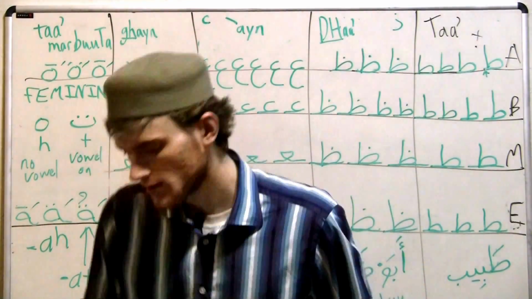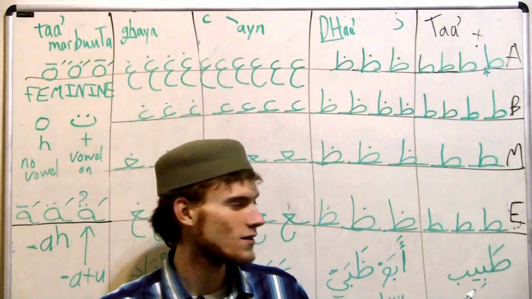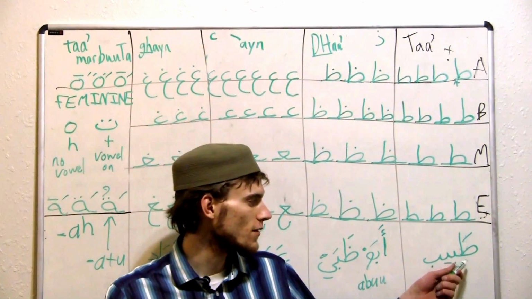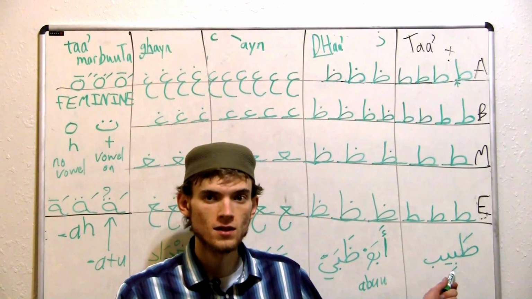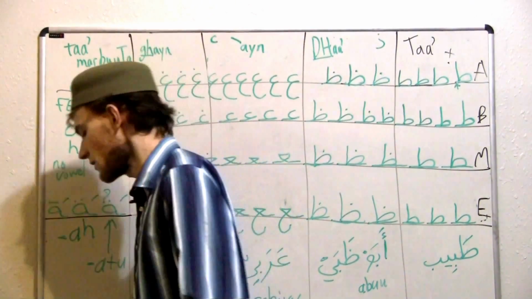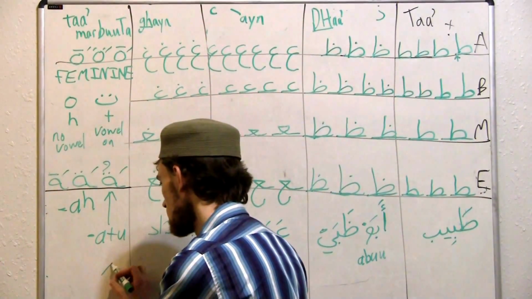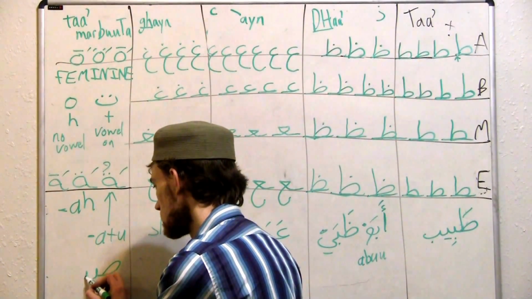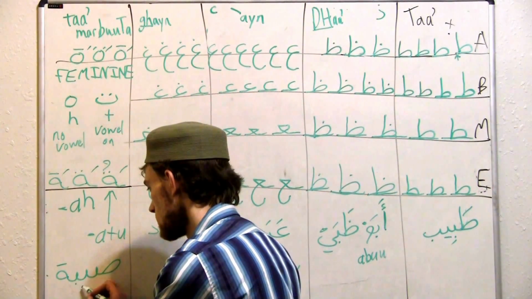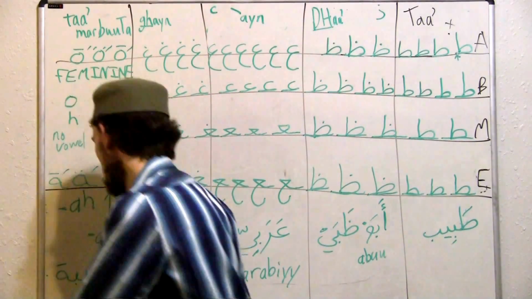So, example. Here we had this word here. What does this word mean again? Anyone remember? Doctor, right. Tabib. Everyone say for me. Tabib. Now, female doctor would be this. Everyone see this?